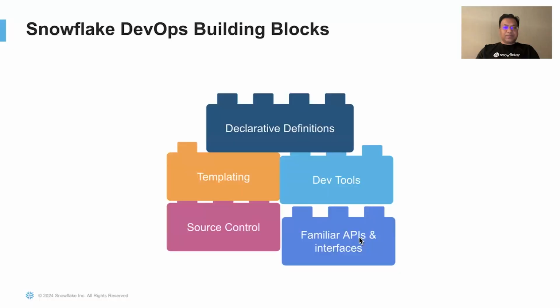Introducing Snowflake DevOps building blocks. As part of the whole DevOps offering, we wanted to build a fully native solution for you to start leveraging DevOps capabilities native to Snowflake. As part of it, we wanted to make sure we focus on the three main areas of DevOps, which are Git integrations for version control and collaboration, DevOps tools for templating and declarative definition for ease of use, and then familiar APIs via SQL and Python APIs that make it easier for you to get started with DevOps.